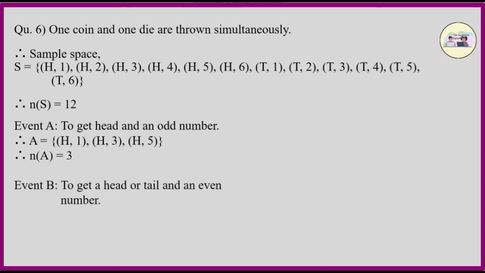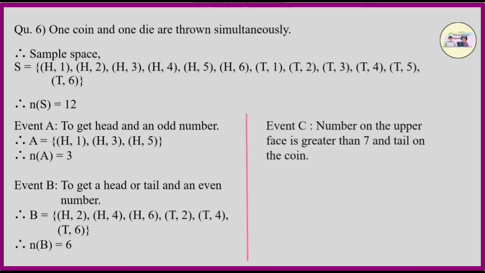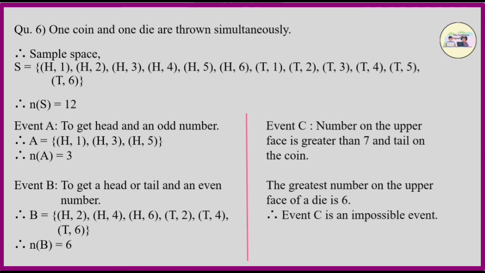Condition for B is to get head or tail and an even number. Therefore, B is equal to {H2, H4, H6, T2, T4, T6}. Therefore, n(B) is 6. Condition for event C, number on the upper face is greater than 7 and tail on the coin. The greatest number on the upper face of the die is 6. Event C is an impossible event, therefore C is a null set, therefore n(C) is equal to 0.